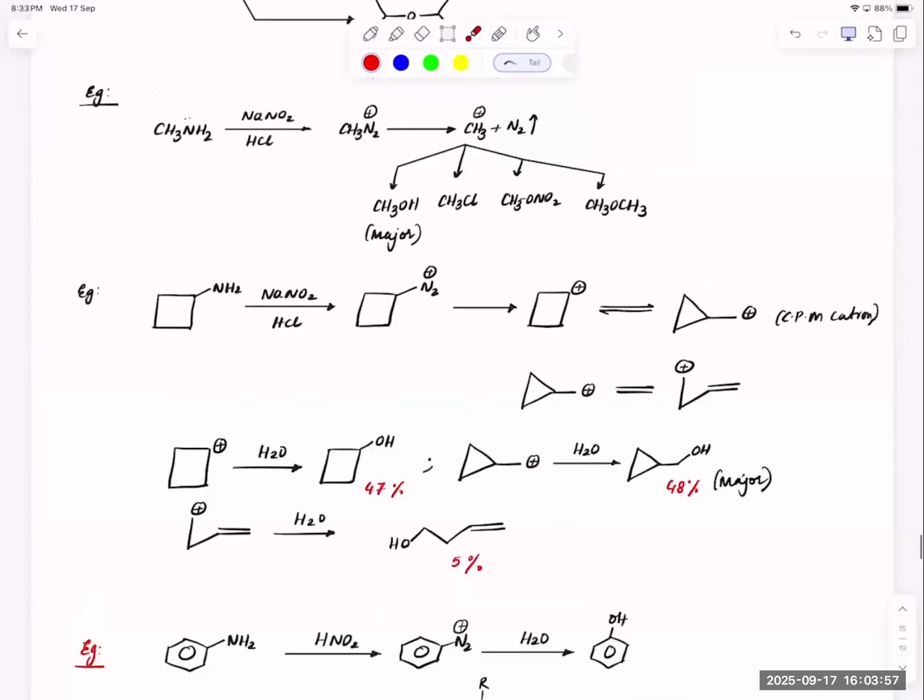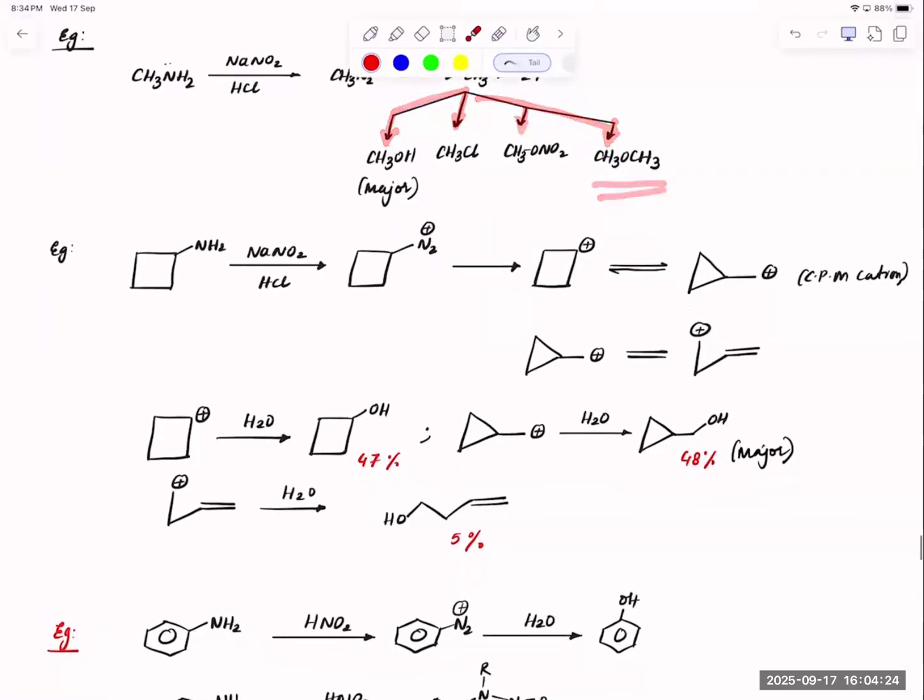Next, your CH3NH2 in the presence of NaNO2 and HCl. So this NH2 will convert into N2 plus, and N2 plus will be released. You will get CH3 plus. And when you react that with water it becomes alcohol, with chlorine it becomes chloroalkane, with nitro it becomes nitroalkane, and with ethers you'll get this ether form.